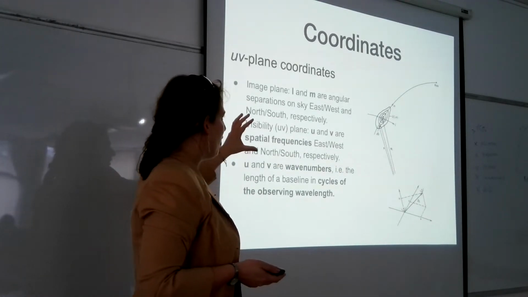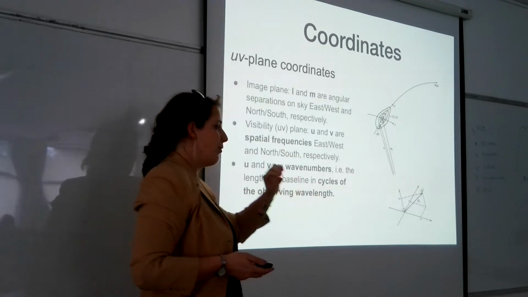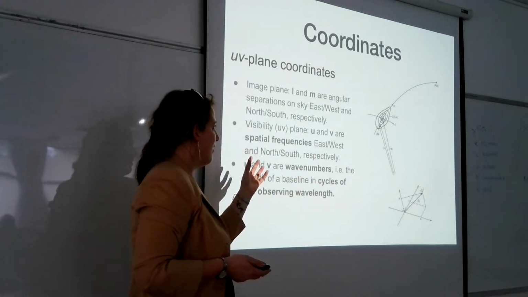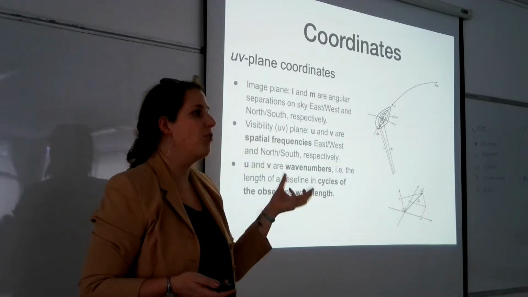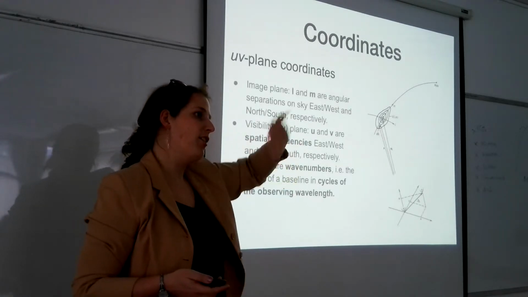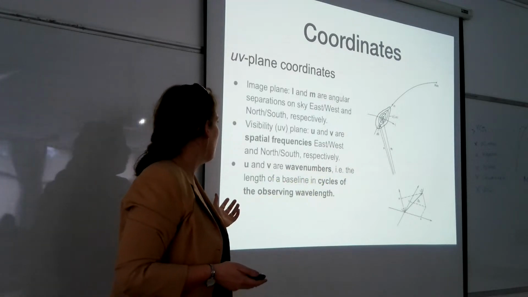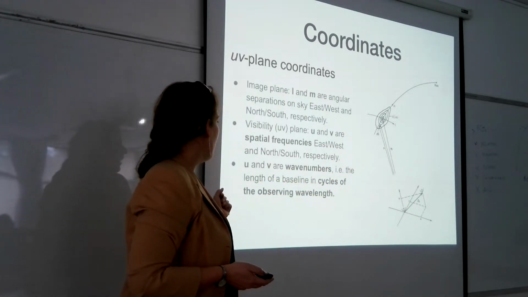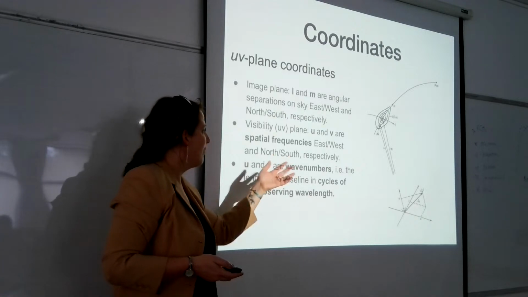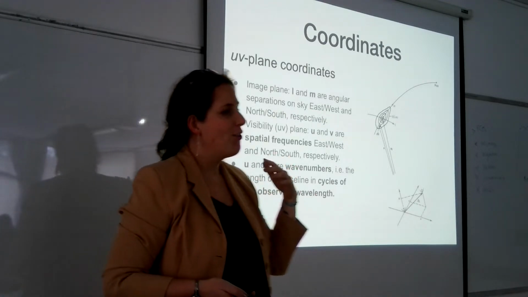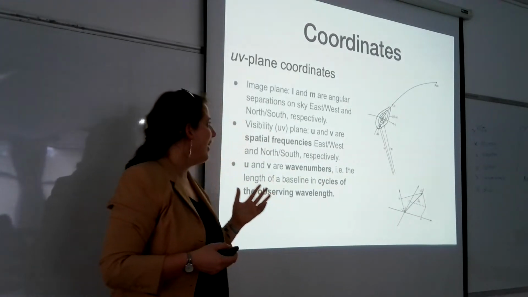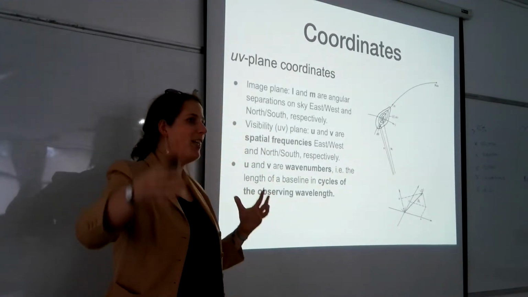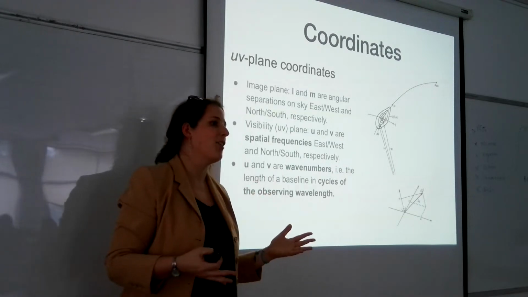And as I mentioned, what you are measuring with the interferometer are the visibilities, and they are measured in the coordinates U and V. So U and V is essentially the Fourier transform of the L and M. Also the U and V are actually wave numbers. So these are distances in meters divided by the wavelength where you are observing.